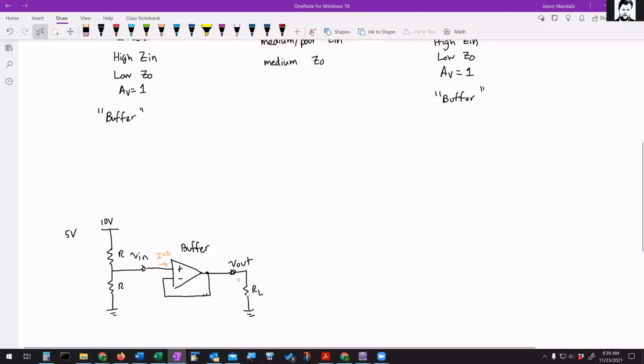But at the same time, I can connect something else to the output of the op amp. So you can see the name buffer, right? Think about a buffer of a country, for example, two countries separated by one country in the middle. That middle country acts like a buffer, right? It separates the two sides. So buffer in this context means kind of the same thing. It's separating this voltage divider from this load.